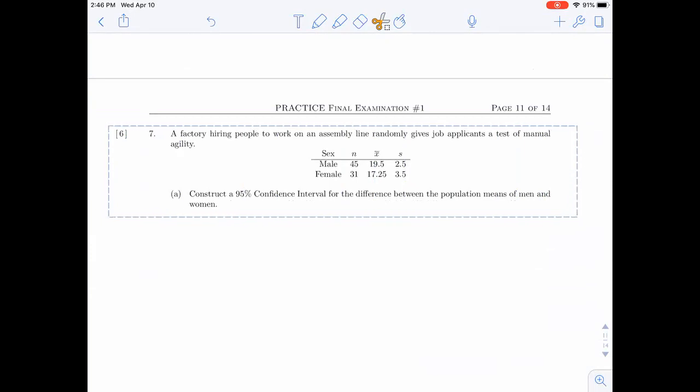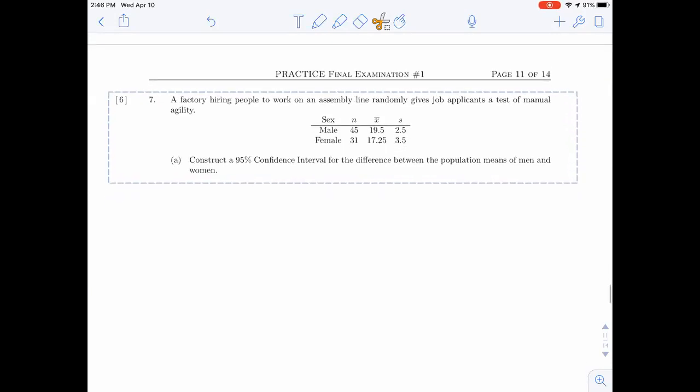We'll just read the question before I skip around. A factory hiring people to work on an assembly line randomly gives job applicants a test of manual agility. It doesn't really say what we're measuring, but who cares? Probably time or something. I think I have a very similar one where they have to place the number of pegs that you guys have gone through, right? But it's just two sample means hanging out, wanting to get compared.